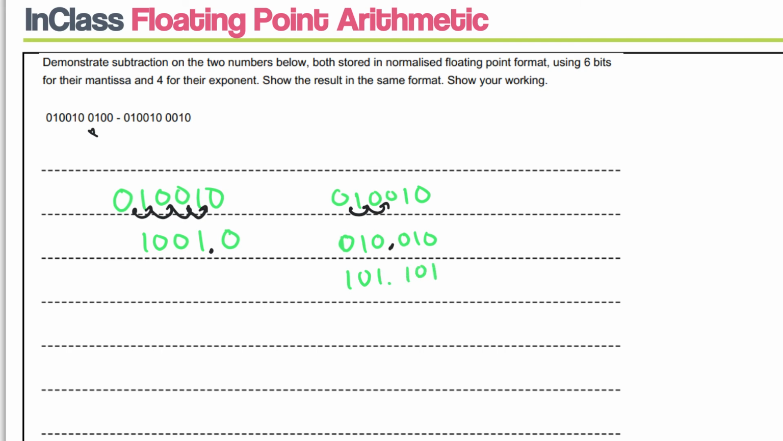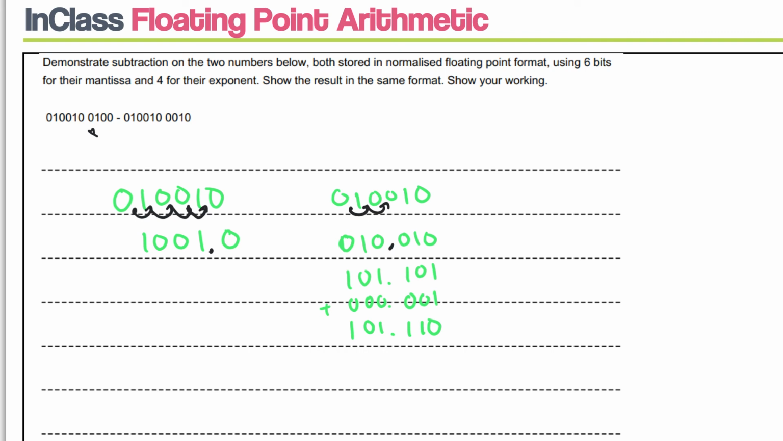101.101. We have to add 1 to it, so plus 000.001. Oh, by add 1, I mean add one to the least significant bit. In this case, 1 and 1 is actually going to make 2, so we'll carry it over to this one here. 101. So that's our value.